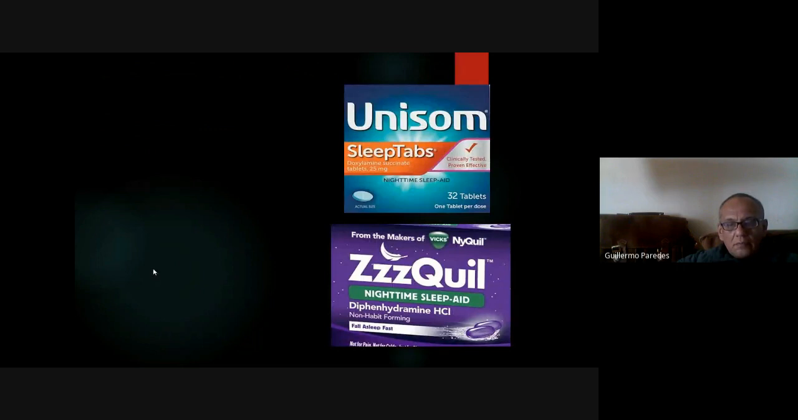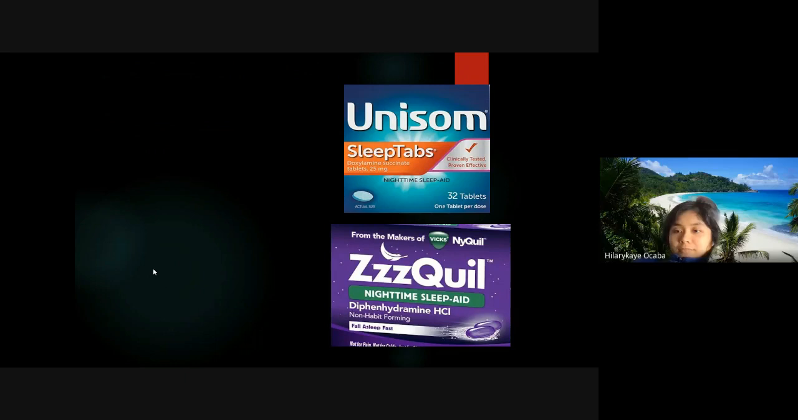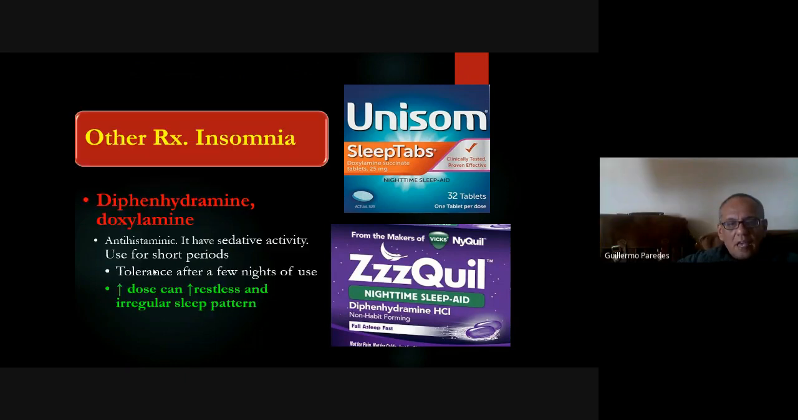Do you see that in the market? Yes, Unisom, right? That is the phenylephrine here and the doxylamine. So those are the Unisom sleep tablets or nighttime sleep aid. All right, so they have tolerance, as I mentioned. These antihistamines can produce tolerance, and actually what they can produce is an opposite effect at the end. Increased dose can increase restlessness and irregular sleep patterns. There is no medication at all that can increase or keep the same amount of REM sleep. None. So basically, all these pills are going to help you, but you feel this tiredness the next morning.